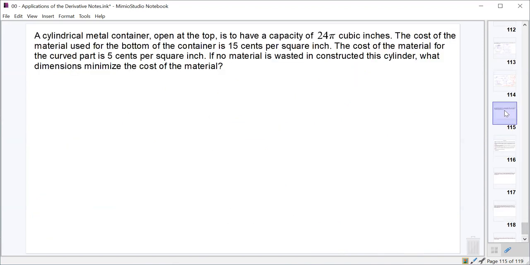And we're almost done here. We're just going to look at one more problem today. We've got a cylindrical metal container that is open at the top, so it does not have a top, kind of like our box in the first or second problem. And it's going to have a capacity of 24 pi cubic inches. Well, capacity means it's volume. So the volume of the cylinder is pi R squared H equals 24 pi. So we'll just keep that there and think about that.